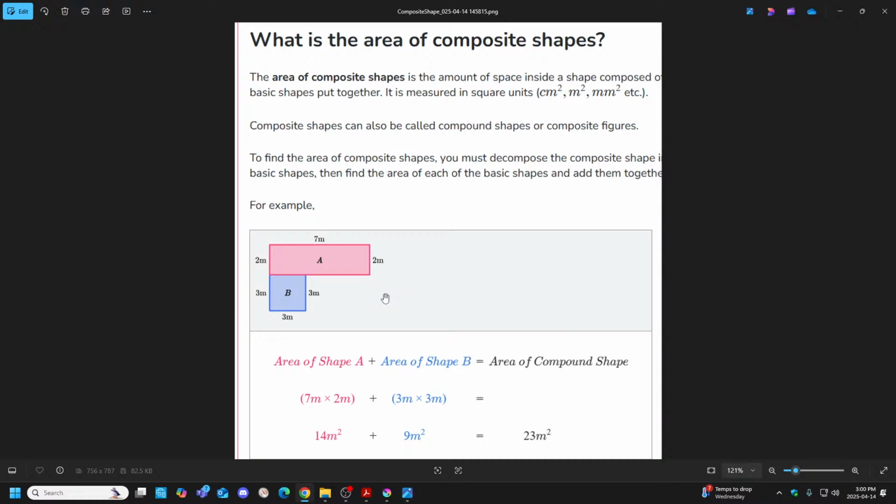Key characteristics of composite figures: combination of shapes. They are formed by combining two or more basic geometric shapes. It takes more than one to create a composite. It has to be at least a minimum of two. Area calculations: to find the area of a composite figure, you often break it down into its constituent.